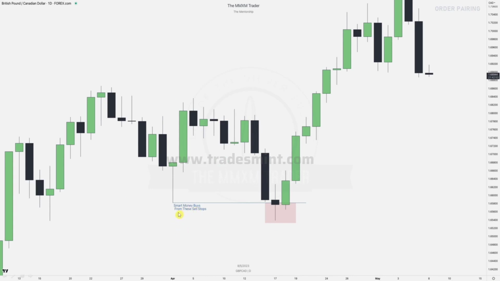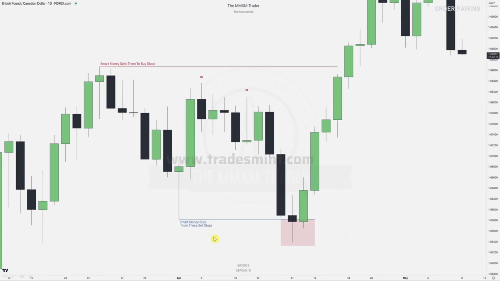Smart money buys from these sell stops. Again, we want to be buyers below old lows. So over here we've got these accumulated sell stops for long positions for smart money. We can see all these failure swings up here. So this is also a perfect scenario to get into bullish order flow.